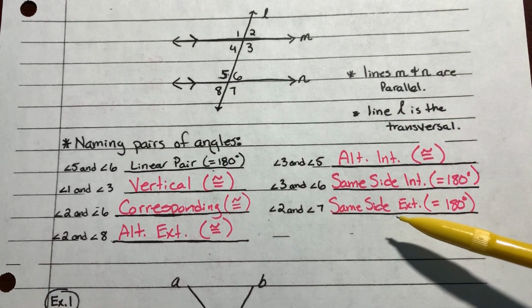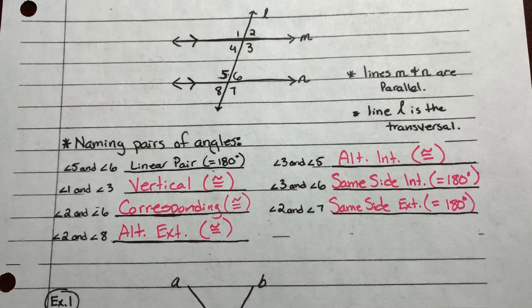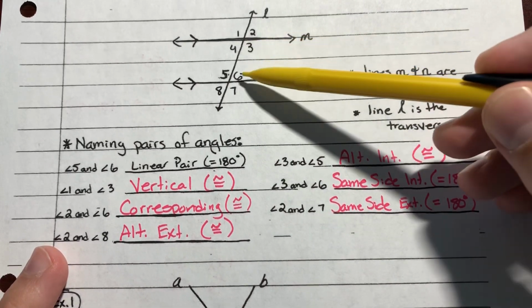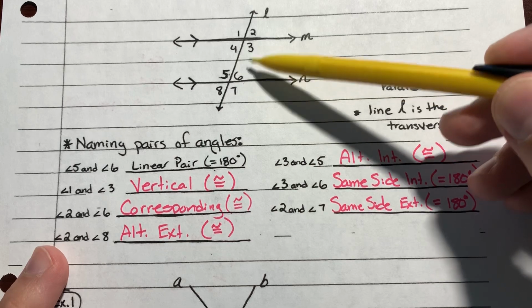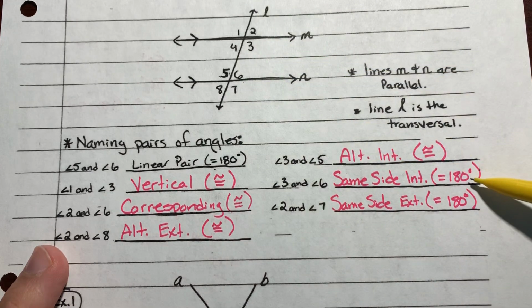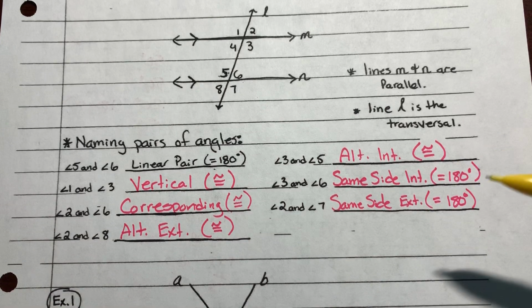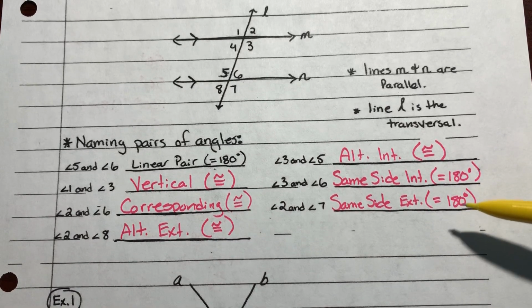Angle 2 and 7, those are same side exterior. They're on the same side of the transversal, but they're on the outside of the parallel lines. And if we go back to the interior, angle 3, that's obtuse. Angle 6, that's acute. They're not the same. That's the reason why they're equal to 180 degrees together. They're combined to equal 180. Same with the same side exterior.